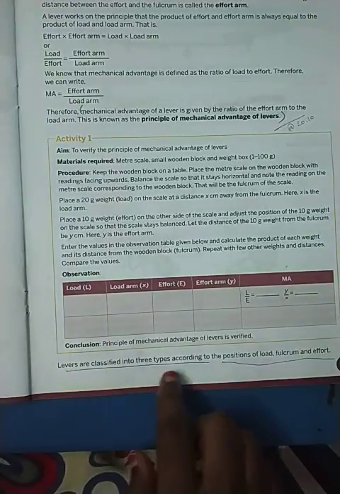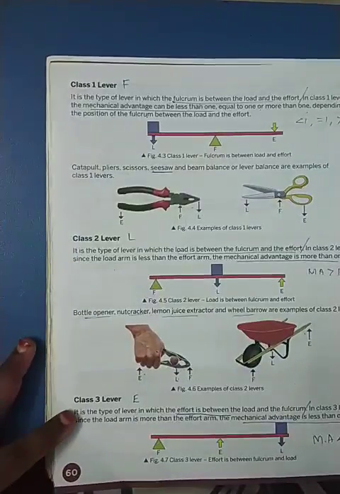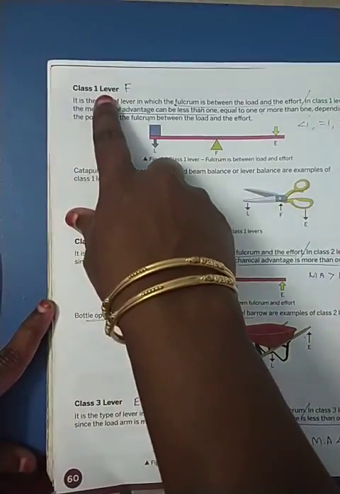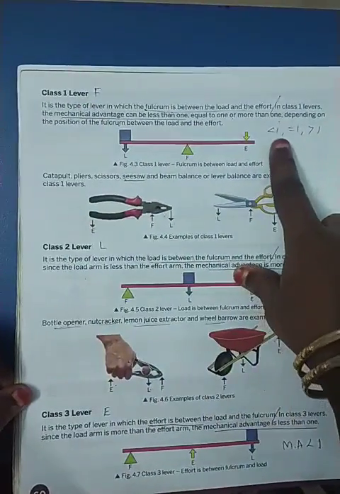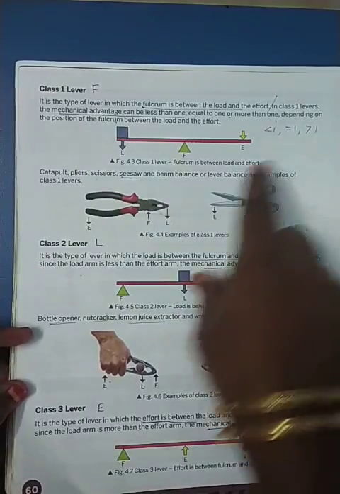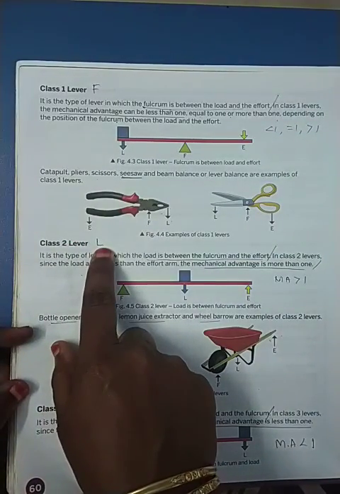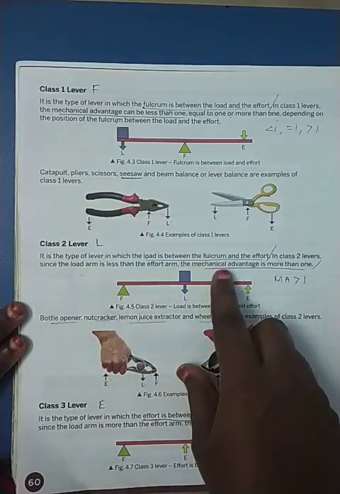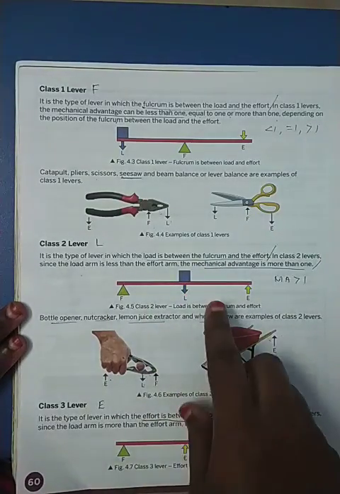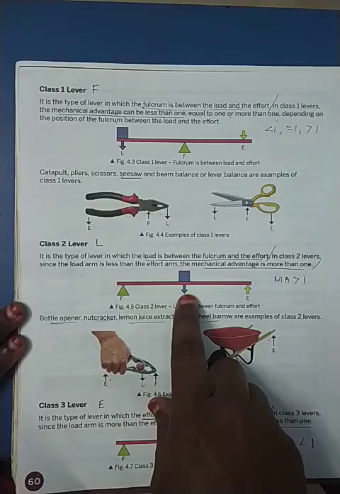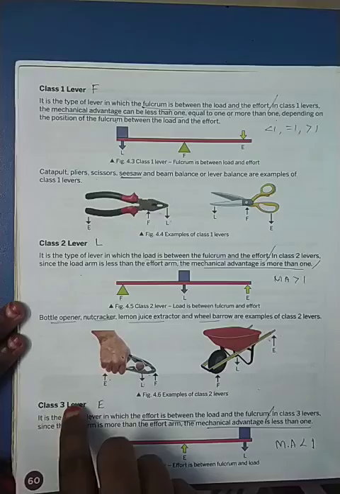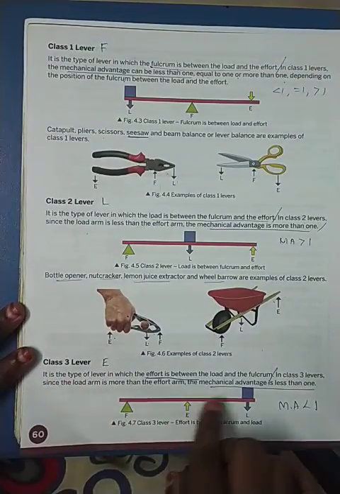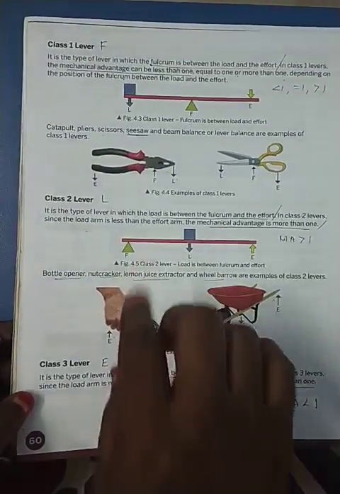Now coming to the 3 types of levers. First one is the class 1 lever, second the class 2 lever, and the third one the class 3 lever. In the class 1 lever, the fulcrum is in the middle, and mechanical advantage can be less than 1, equal to 1 or greater than 1. In the class 2 lever, the load is in the middle, so your mechanical advantage will be greater than 1. And in the class 3 lever, the effort is in the middle, so your mechanical advantage is less than 1. You should know only these 3 points.